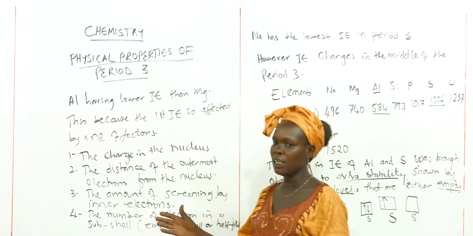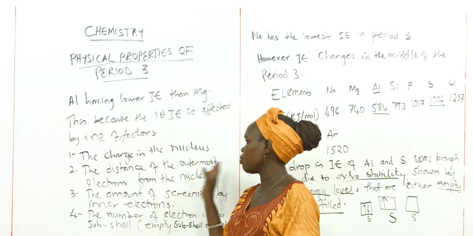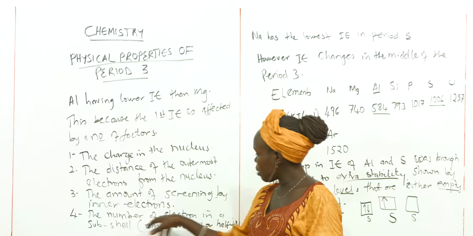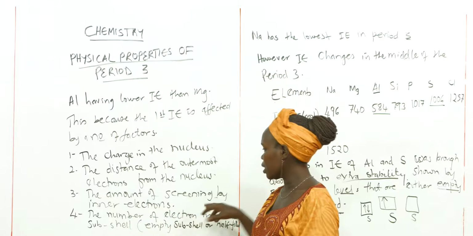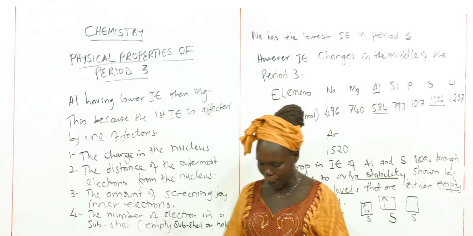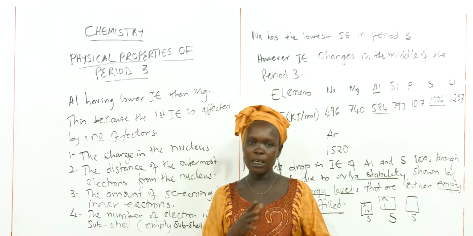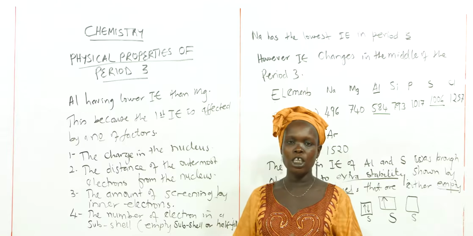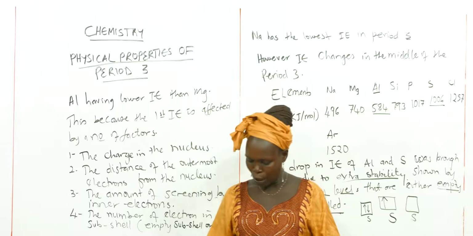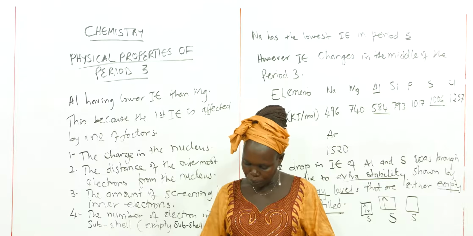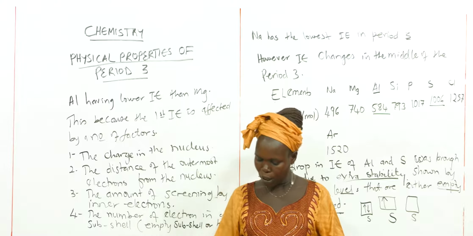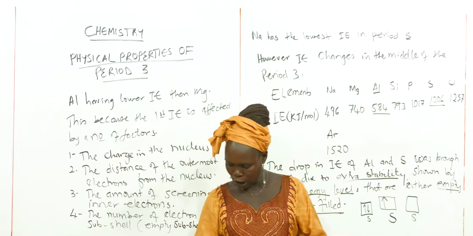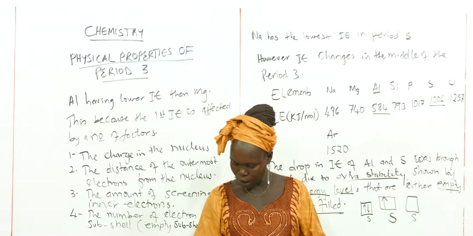So this is explaining the distance of the outermost electrons from the nucleus, and also the amount of screening by the inner electrons. So this causes the lowering of ionization energy between magnesium and aluminium. We have also aluminium electrons to be lost in the second subshell, which is far from the nucleus.